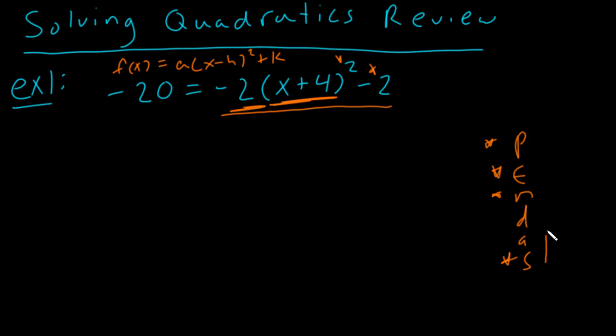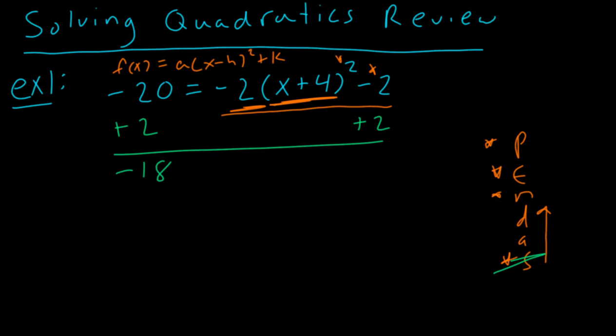Alright, and remember, when solving, we're actually doing these in reverse. So we start at the very bottom, and the first thing that we want to get rid of is the subtraction. And you get rid of these operations by doing the opposite. So what is the opposite of subtraction? Well, we're going to add 2 to both the left and the right. And what do we get here? Negative 20 plus 2 will go ahead and give us negative 18. So we'll say negative 18 is equal to negative 2 parentheses x plus 4 squared. And of course that zeroes out.